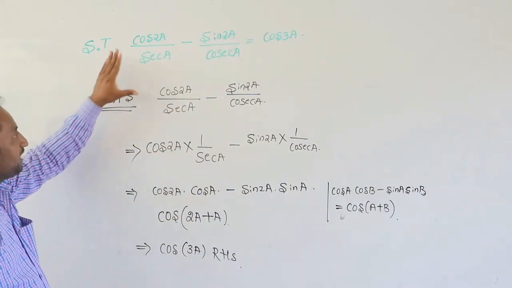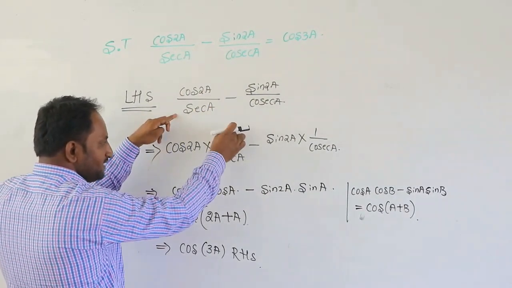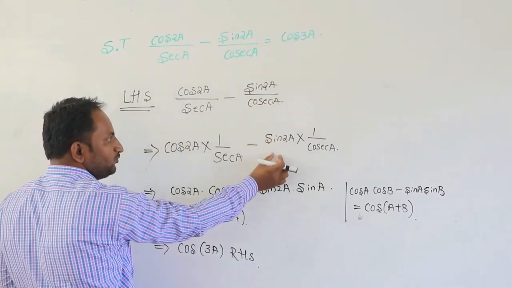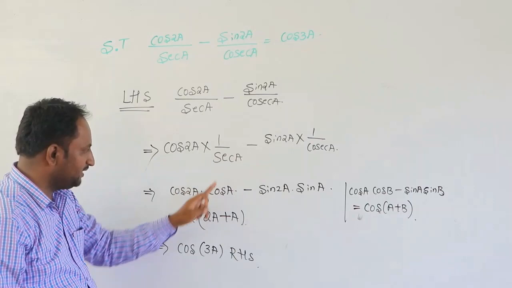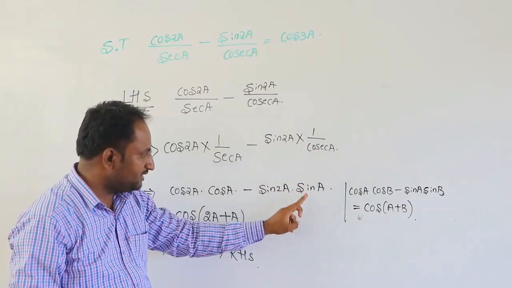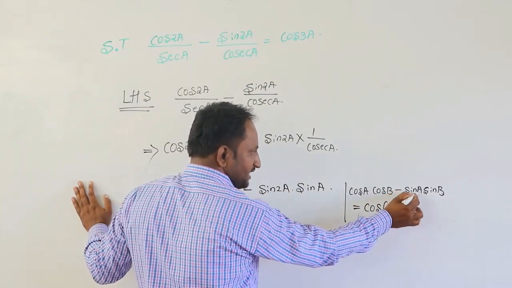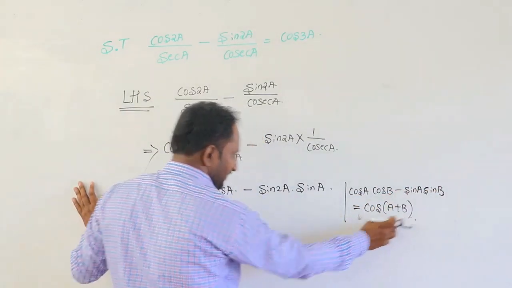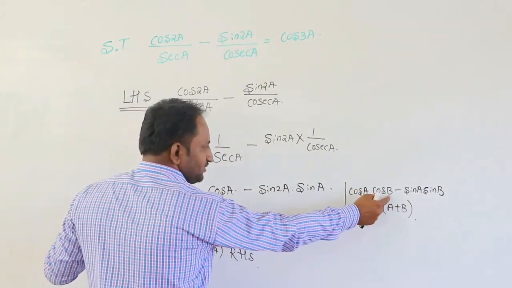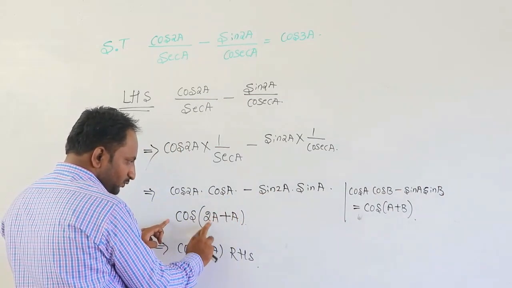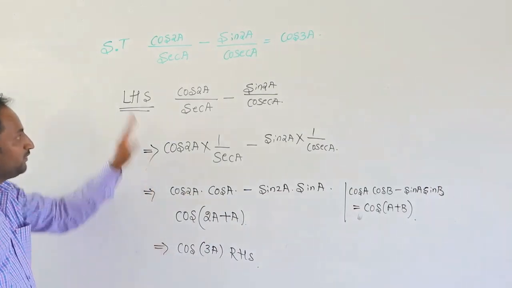Then in the LHS, we consider cos of 2A as remaining, 1 divided by sec A minus sin of 2A into 1 divided by cosec A. 1 divided by sec means cos, 1 divided by cosec means sin. Then we know the formula cos a cos b minus sin a sin b is equal to cos of a plus b. We are applying it: in place of a, 2a is there; in place of b, a is there. Then cos of 2a plus a means cos of 3a.